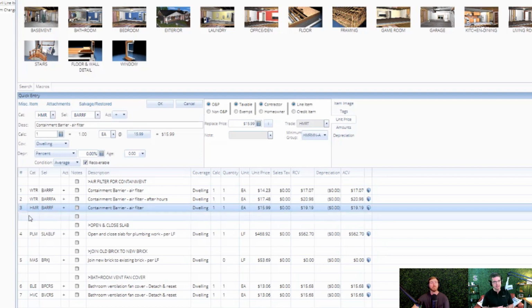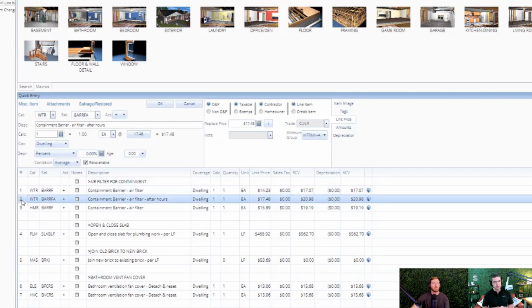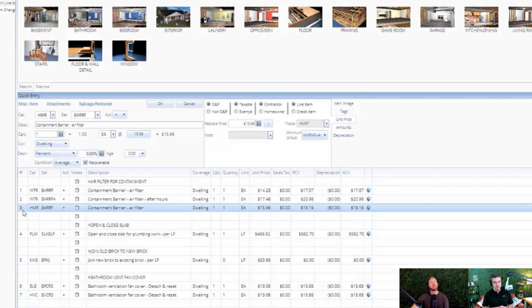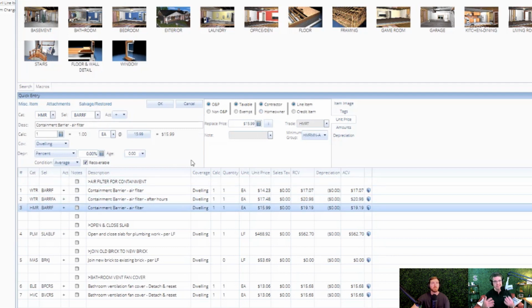We got it for WTR and HMR, and the after hours variant there with WTR. So good addition. Yeah, and it's nice. It's like the right priced too, because as I'm mentioning, you don't need a really high grade HEPA filter. You just need some sort of filter.